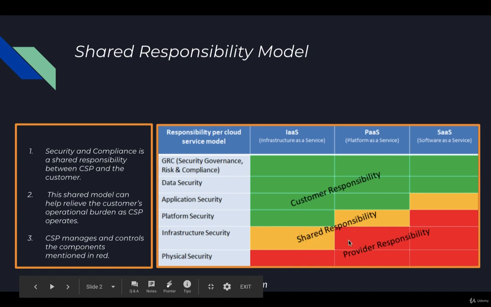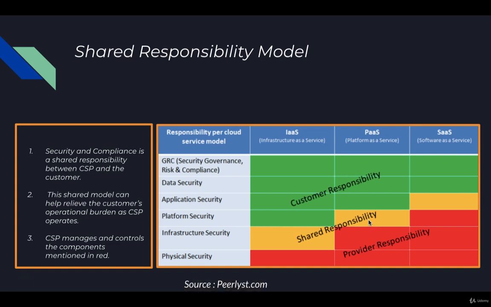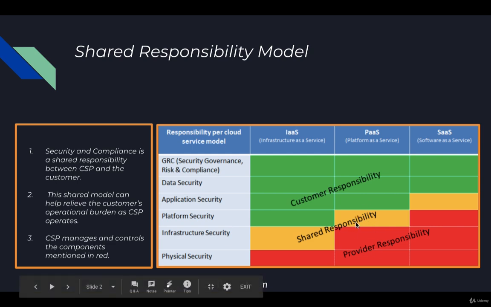And in the case of platform, similarly, the infrastructure becomes the responsibility of the cloud provider or CSP. In the case of platform as a service, having a platform is a shared responsibility. Like if you get an RDS instance or a database, giving you a base infra where you can have your database setup is the responsibility of the CSP. But having proper access control on the database, and integrating your database with the Active Directory, that is your responsibility or a shared responsibility.